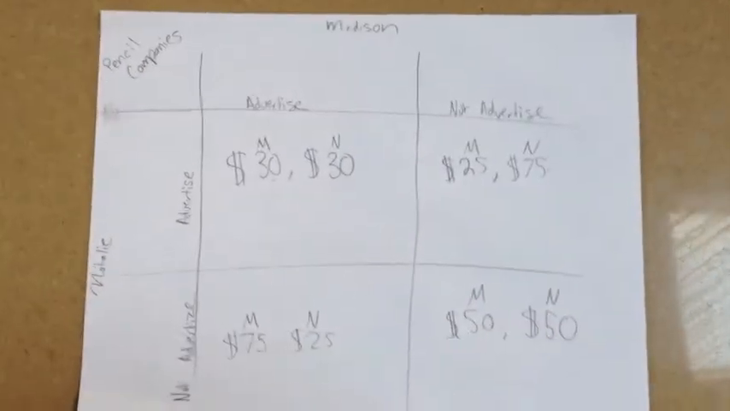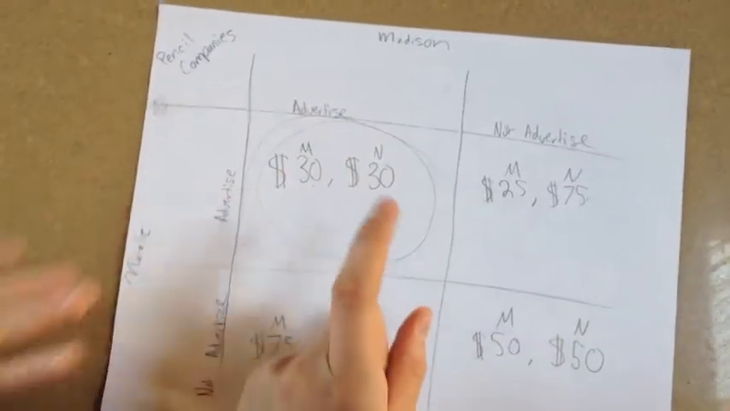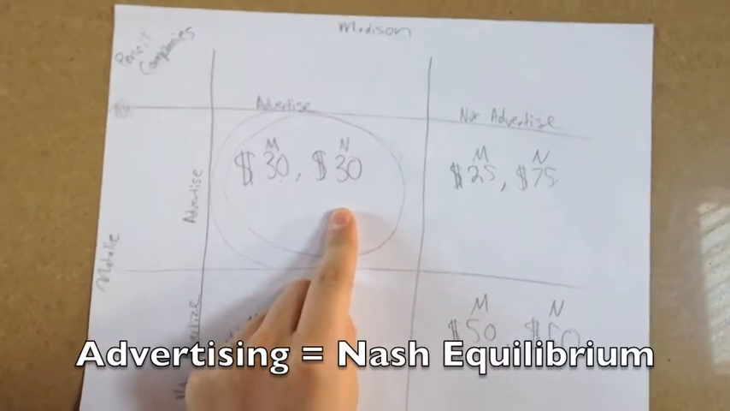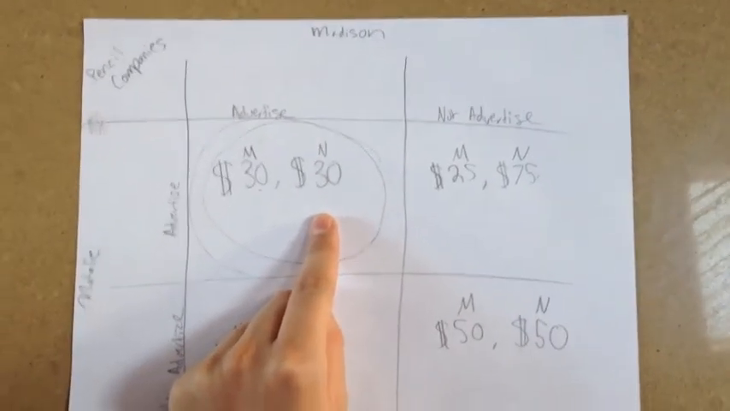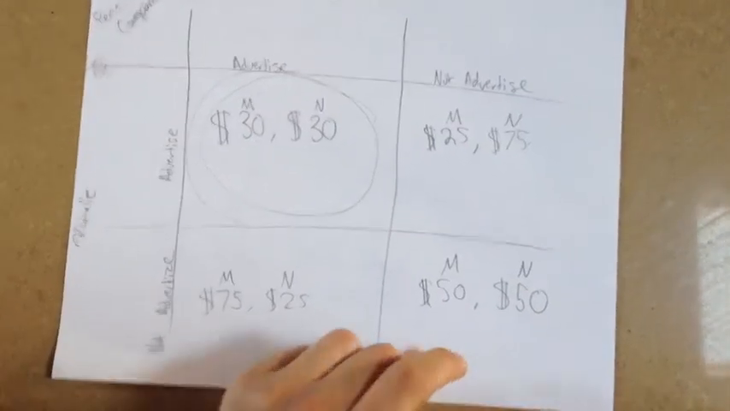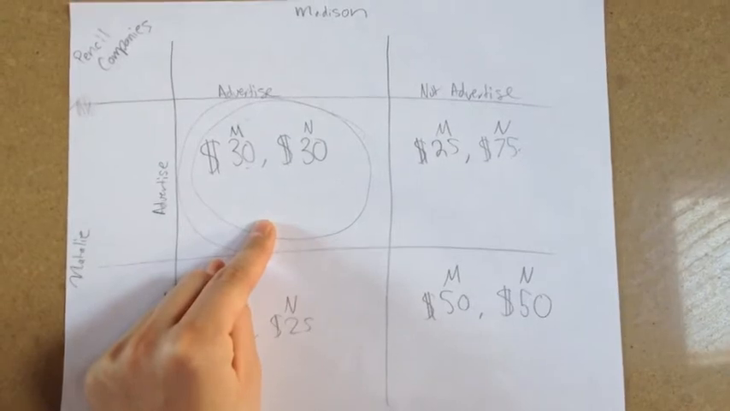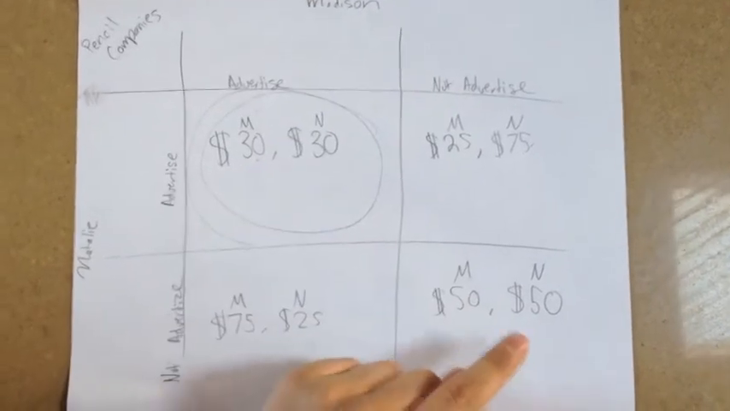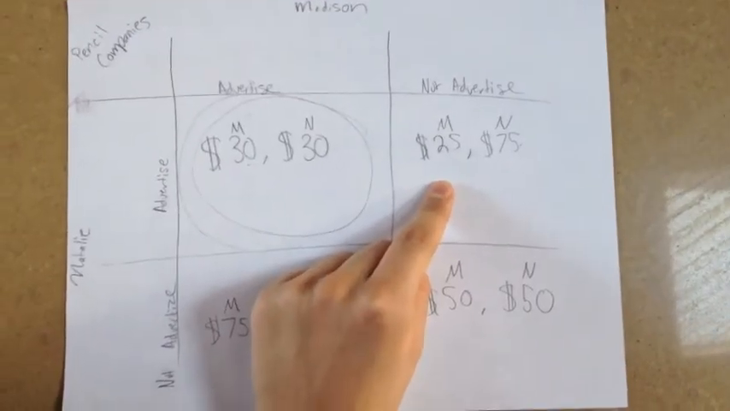So in this market, Natalie and I are both going to end up advertising, and we're going to end up making $30 each. This is the Nash equilibrium. But if we had colluded, we would both decide that we should not advertise so we can both make 50, which is greater than 30. But it would be difficult to do this because if we did that, we would each have an incentive to advertise and make more than the other person.